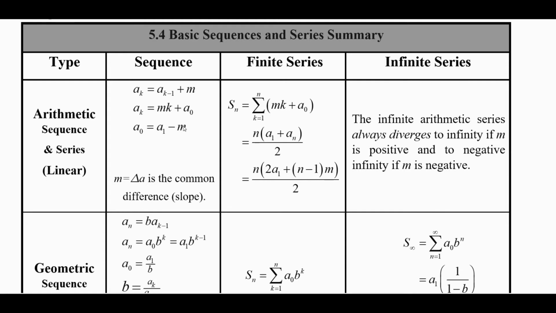A finite sum of that series, S sub n, is the sum from k equals 1 to n of m k plus a0. In closed form, that is n times (a1 plus an) over 2. Or in terms of only n, m, and a1, it's n times (2a1 plus (n minus 1) m) over 2. The infinite arithmetic series always diverges to infinity if m is positive and to negative infinity if m is negative.